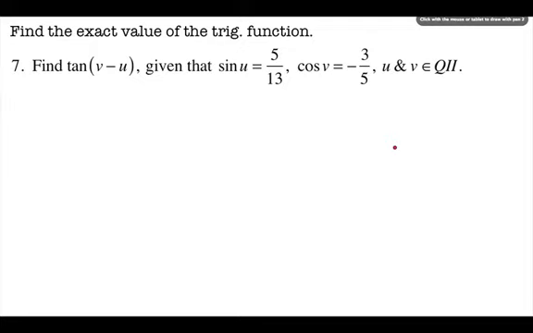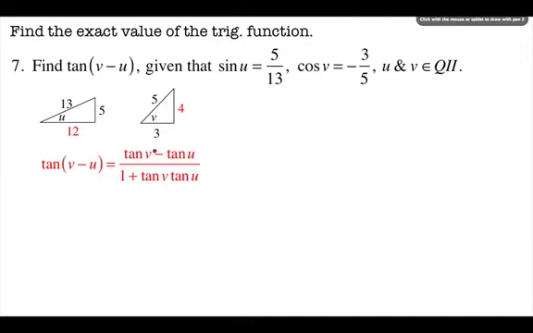Same type of problem, but now I'm asking you to compute the tangent of v minus u. Notice that you have the same trig ratios, sine of u, 5/13, cosine of v, negative 3/5, and you're looking at u and v in the second quadrant. So we have the same right triangles as the previous 2 problems. So then I apply my formula number 6, and this is what I get.